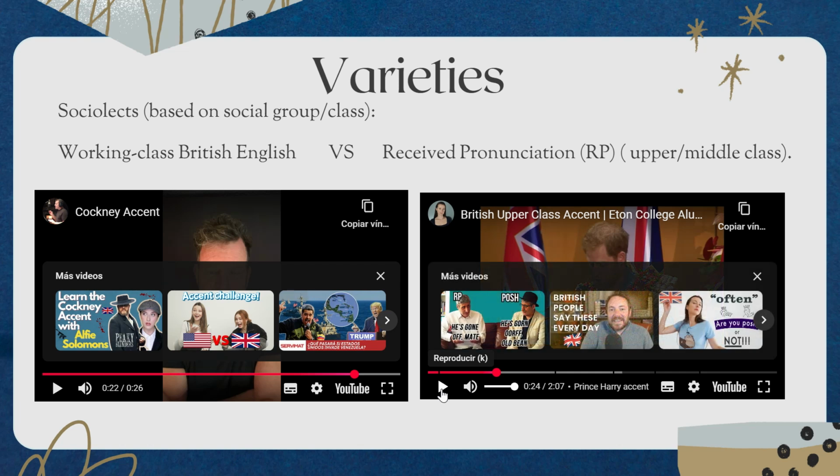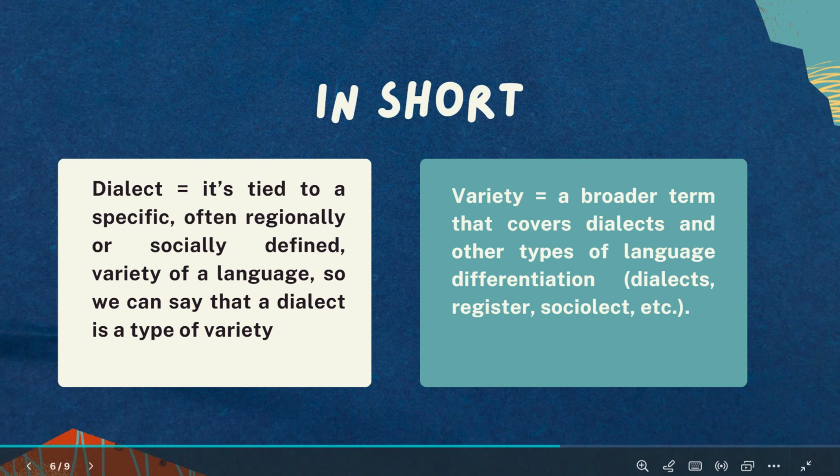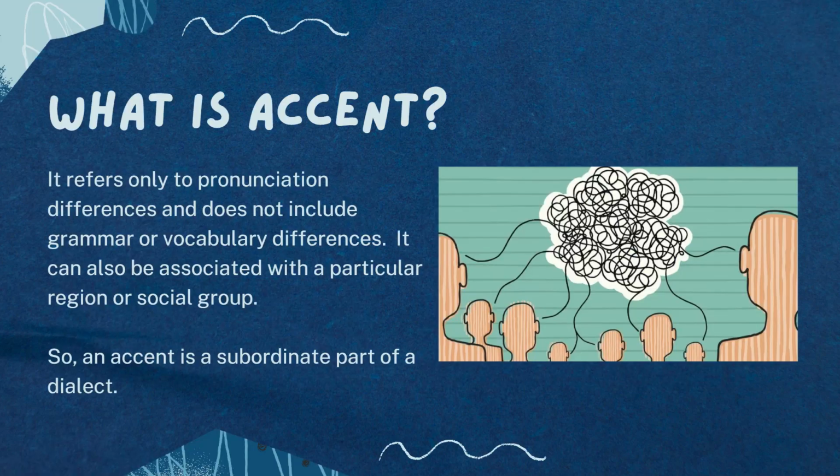Now you can see the differences between the two varieties, working class and received pronunciation. So, in short, dialect and varieties, what are the similarities and differences? So dialect is tied to a specific, often regionally or socially defined variety of language. So we can say that a dialect is a type of variety, whereas variety is broader and covers dialects and other types of language differentiation: dialects, registers, or sociolects, as we could see a few seconds ago.